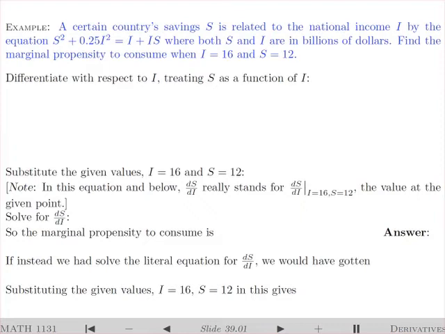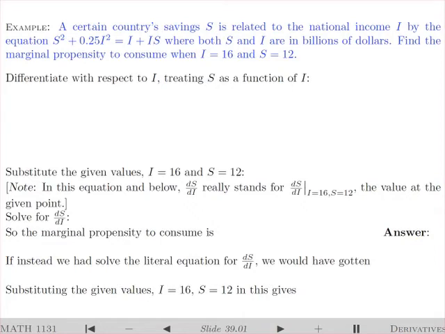And I'm trying to compute the marginal propensity to consume given the income and the savings. So again, we can solve for savings using the quadratic formula, but it's a lot simpler to use implicit differentiation rather than to try to differentiate the expression we get from the quadratic formula. So I'm going to differentiate both sides of the given equation, but treating S as a function of the income I.